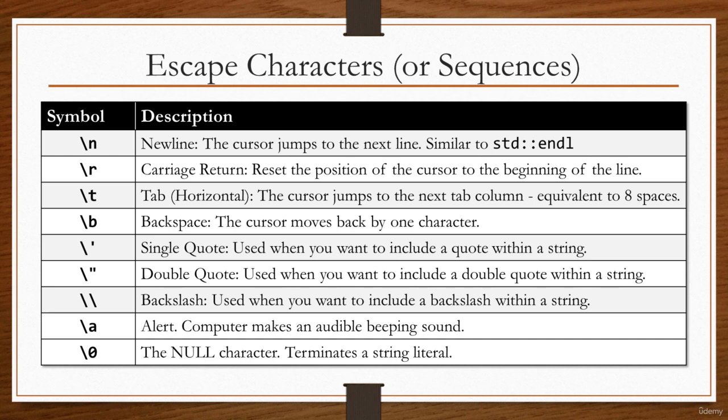Next we have the \b escape character, that is for backspace, where the cursor is going to move back by one character, and typically that is also going to delete the character, okay, but that is compiler dependent. Then we have the backslash and the single quote, and the backslash and the double quote, and also a backslash with another backslash, and you'll use those when you want to include a single quote or a double quote, or the backslash respectively, within a string literal.